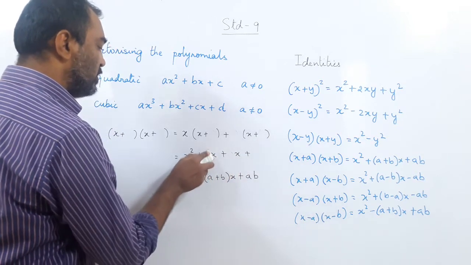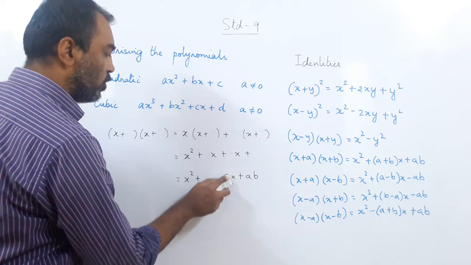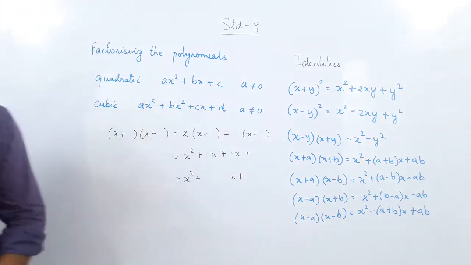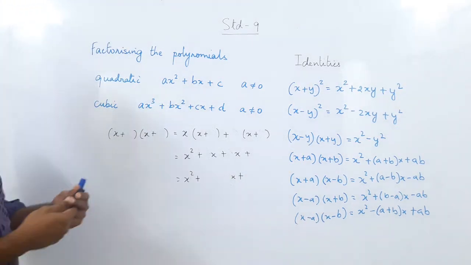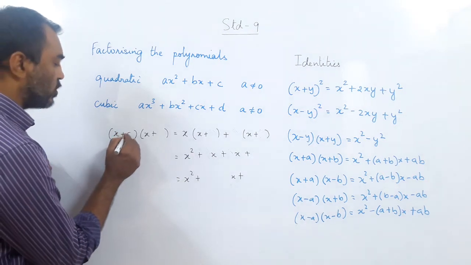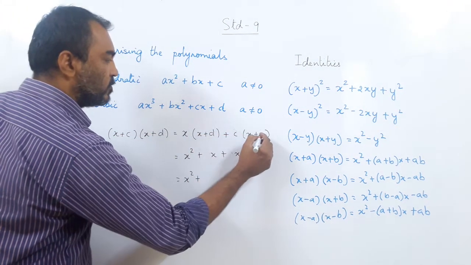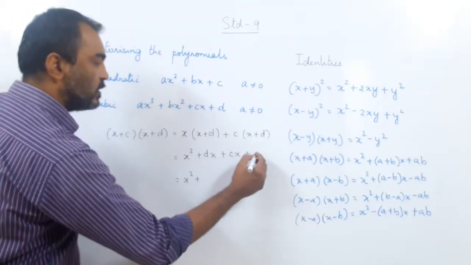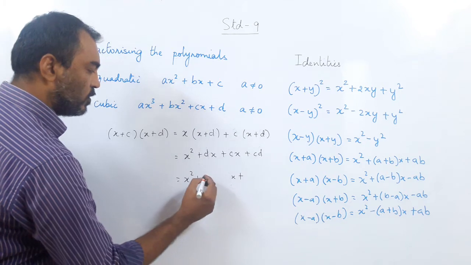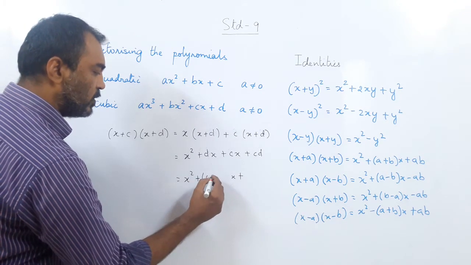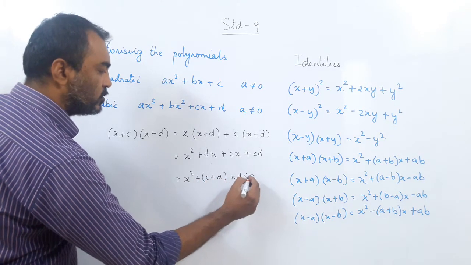But it doesn't make any change in the equation. You will follow. So I have just written it here so I'm not confusing. You can take any constant. So I call it c and d. So (x plus c) into (x plus d) is x square plus dx plus cx plus cd. So (c plus d)x plus cd.